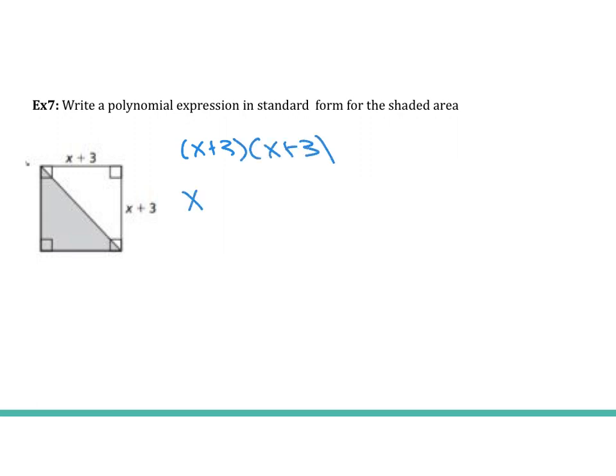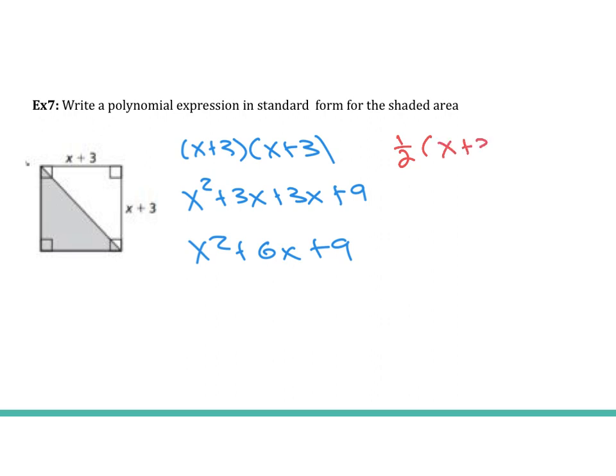If we distribute correctly, then we get x squared plus 3x plus 9, which simplifies to be x squared plus 6x plus 9. Now we want to go ahead and try and find the area of the non-shaded region. So looking at that non-shaded region, we can see that it's a triangle. And going back to our area for the triangle, it would be 1/2 base times height. Our base would be x plus 3, and our height would also be x plus 3. So I'm going to go ahead and plug that in here.